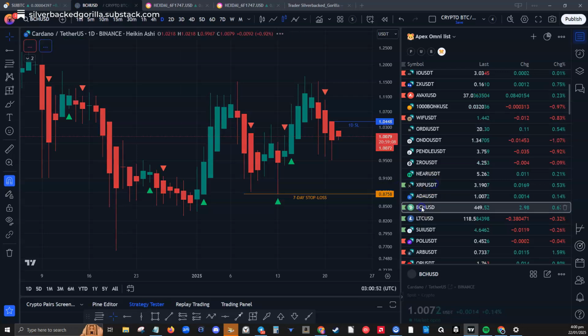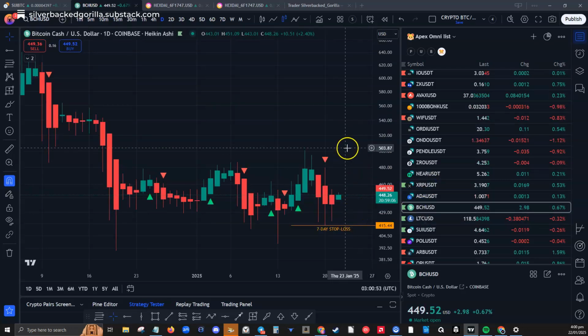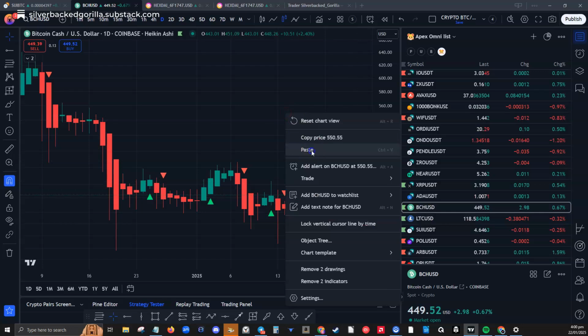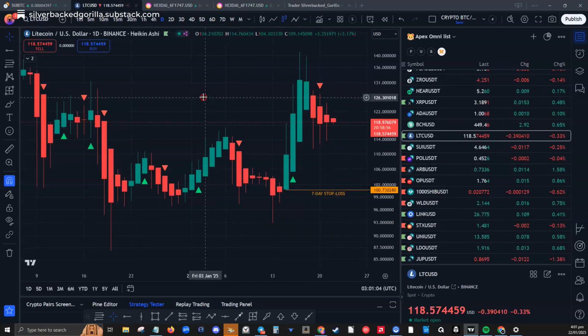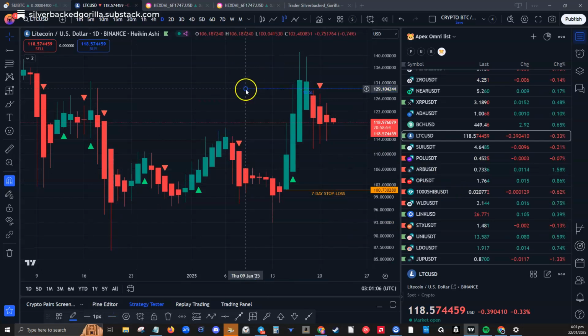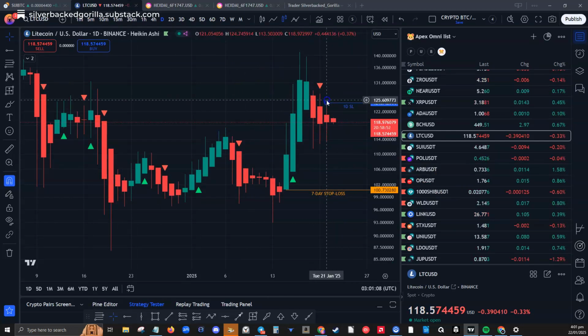Bitcoin Cash. It's long on the weekly and short on the daily. So forget about that. Litecoin is long on the weekly and short on the daily. So no.